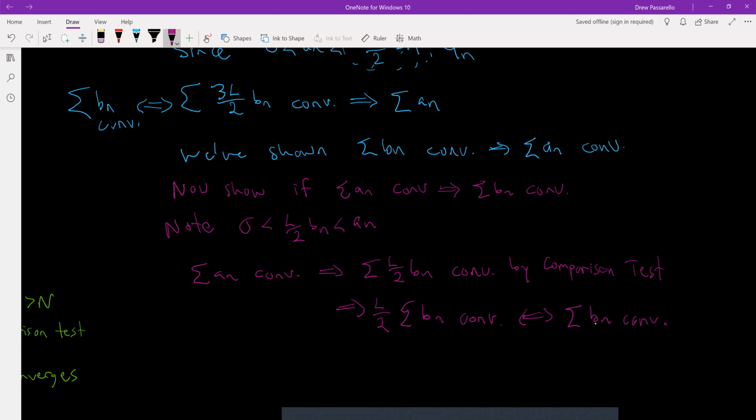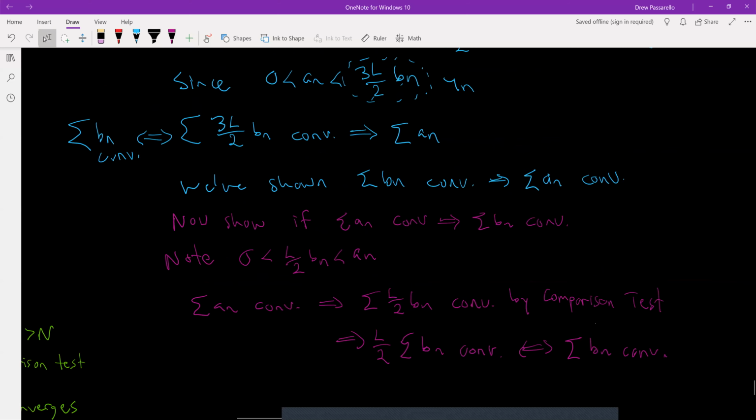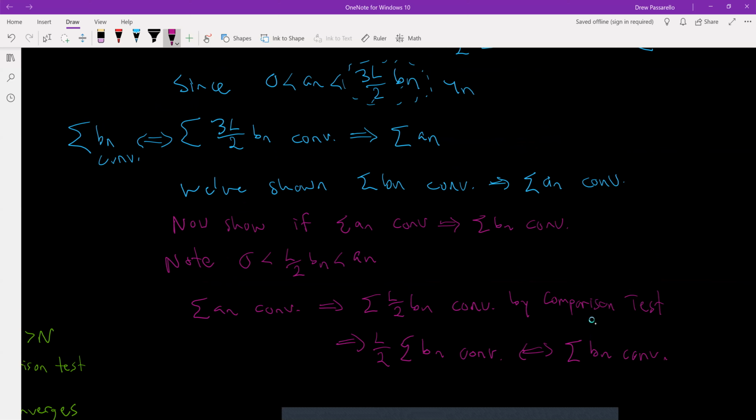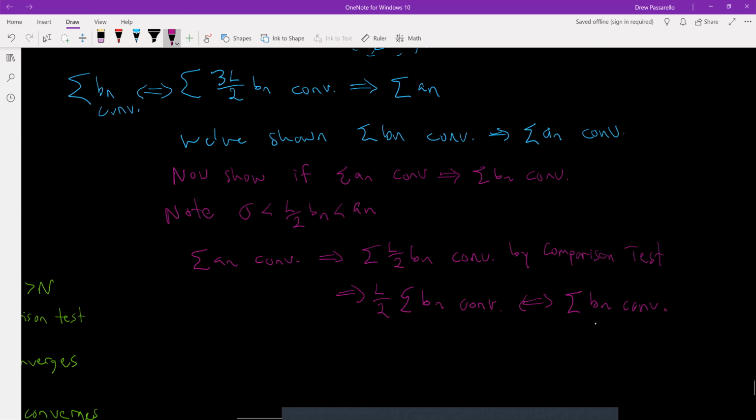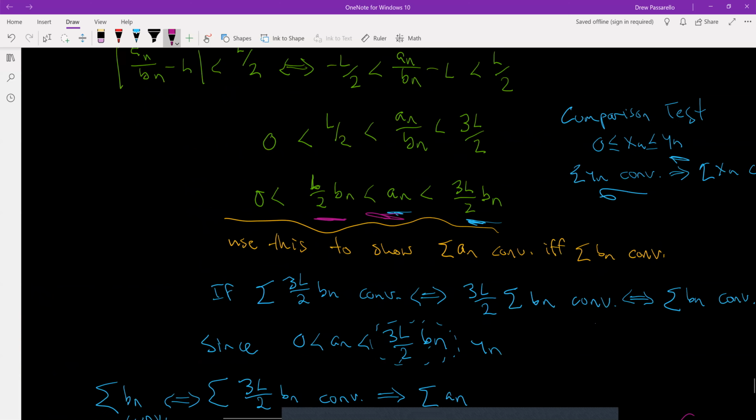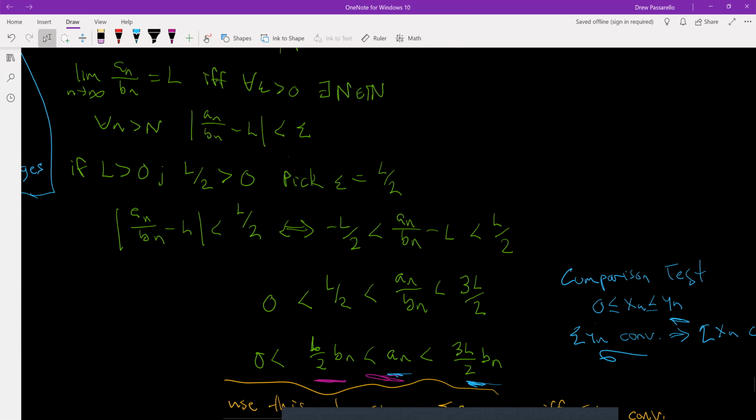All right, so now I've shown the other direction. This time we've shown the convergence of the series an implies the convergence of the series bn. So I have this and that, so that takes care of the if and only if. All right, so it was a clever choice for epsilon.